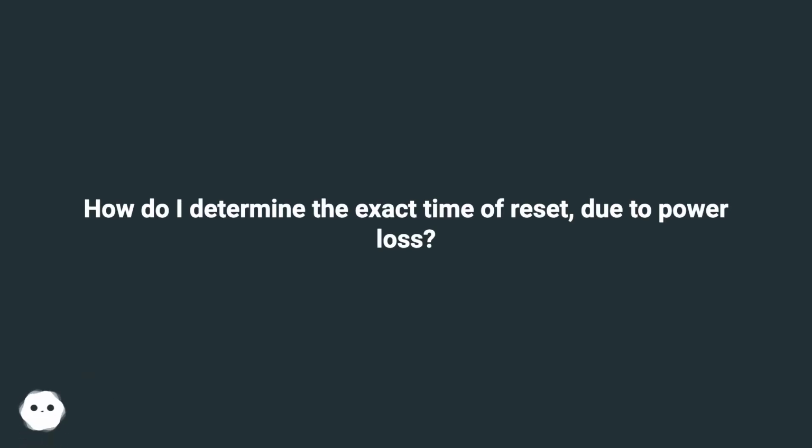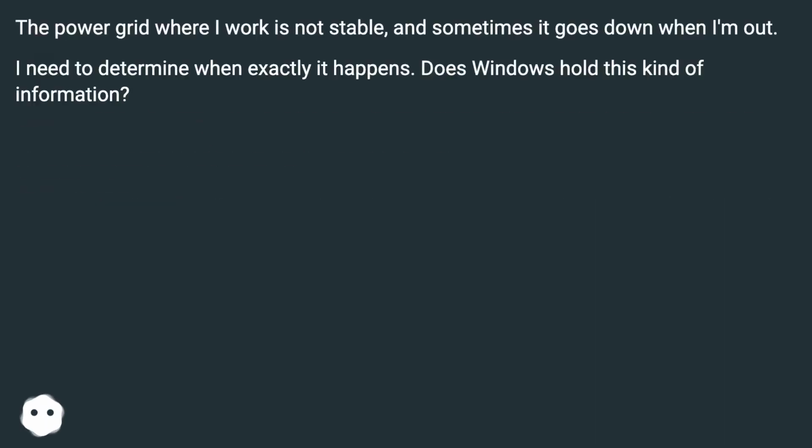How do I determine the exact time of reset due to power loss? The power grid where I work is not stable, and sometimes it goes down when I'm out. I need to determine when exactly it happens. Does Windows hold this kind of information?